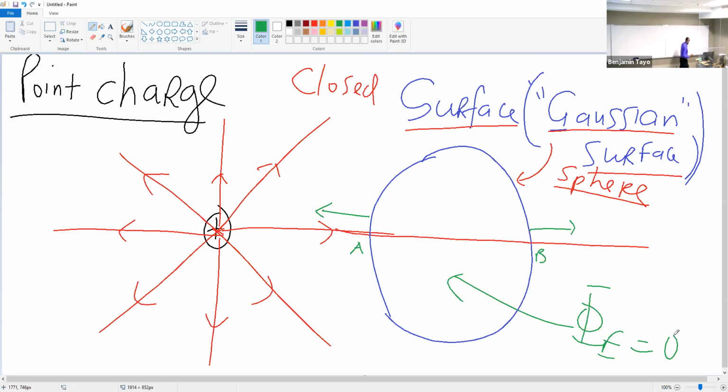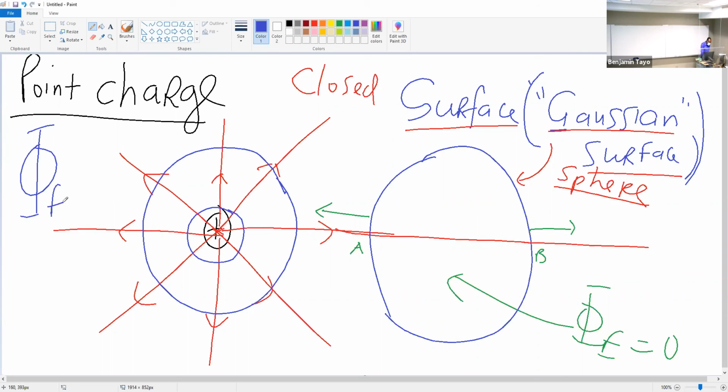Now let's see what happens, and we're going to talk about this in the next class. What if I draw a surface like this? Now, because this surface contains a charge in it, when I calculate the electric flux now, it's not going to be equal to 0. So this is what I want to talk about in the next class, and this will lead us into Gauss's law.